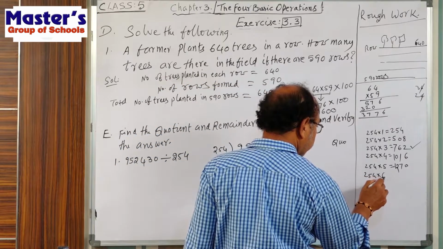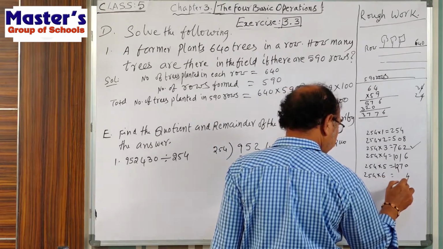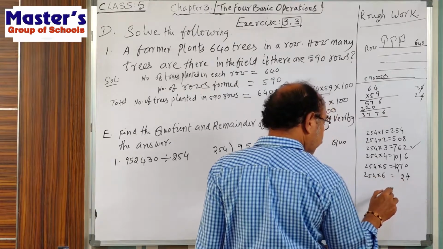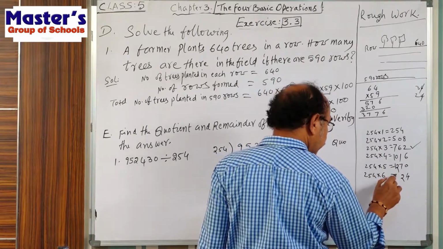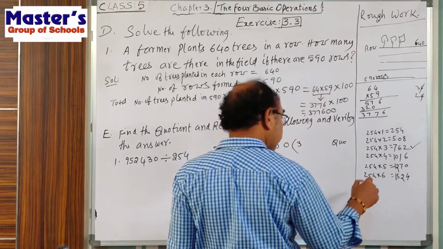254 into 6. 6 4s are 24, 4, 2 is there. 6 5s are 30 plus 2 32. 3 is there. 6 2s are 12 plus 3 15. 1524. Extend it.